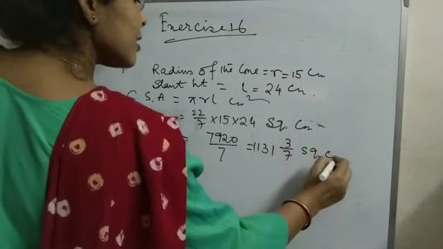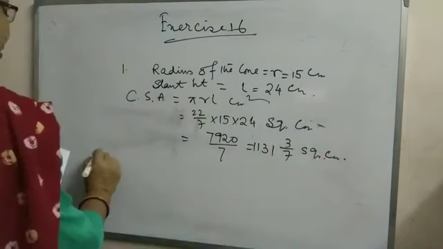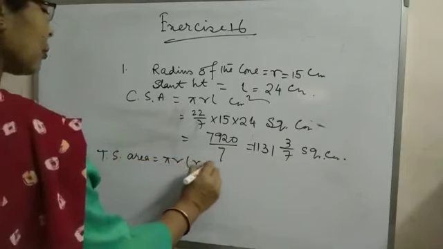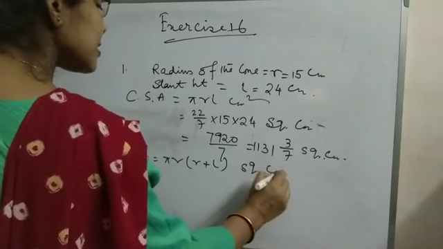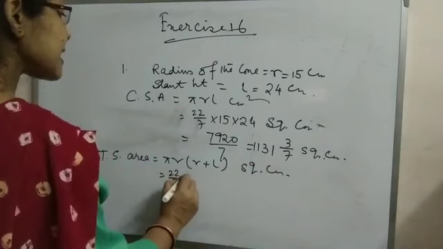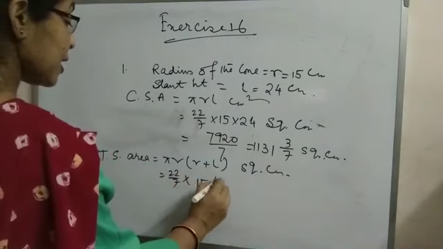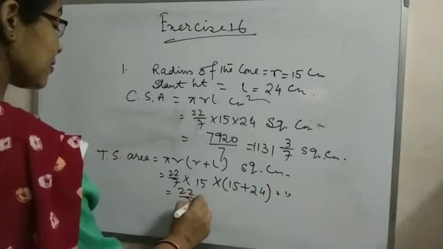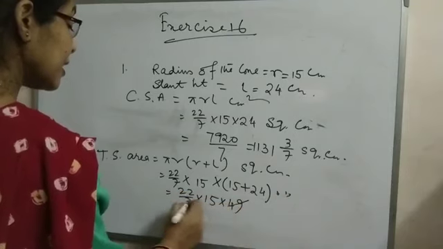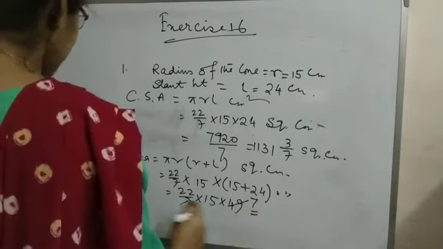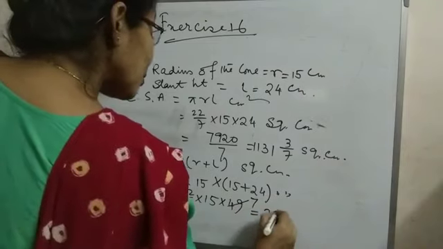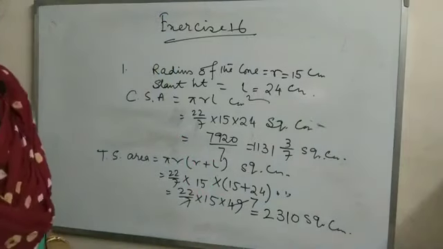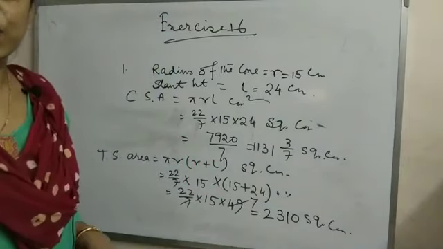and total surface area equal to pi r into r plus L square centimeter. 22/7 into 15 into 15 plus 24 square centimeter, 22/7 into 15 into 39, this is equal to 2310 square centimeter. I am ending here. The next sum will come in next video.